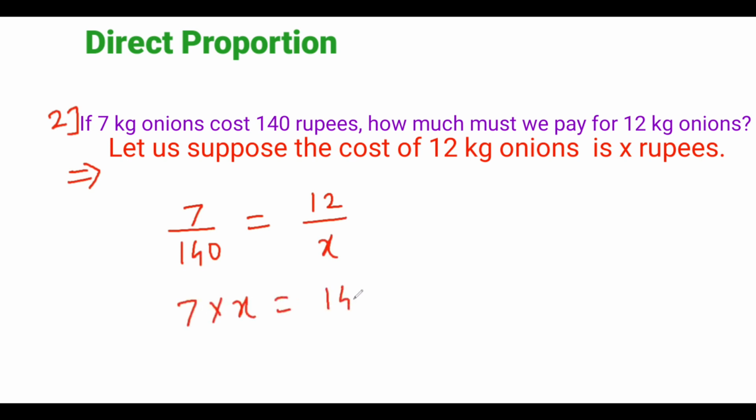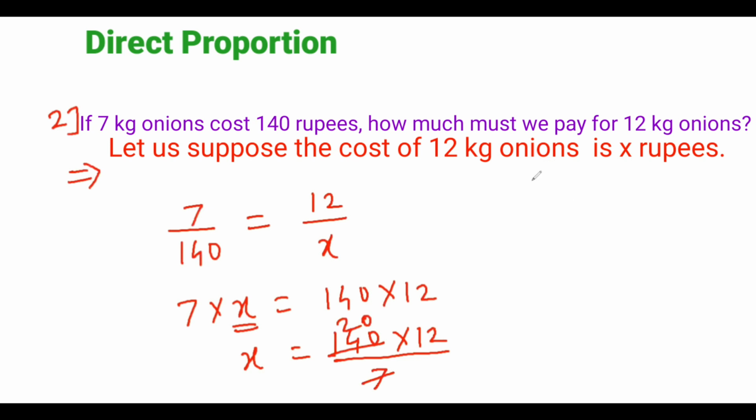After cross multiplying we will get 7 into x is equal to 140 into 12. So x is equal to 140 into 12 divided by 7. So 7 twos are 14, so it will become 20. x is equal to 20 into 12. We get the answer 240. So student, for 12 kg onions we have paid rupees 240. It is the example.